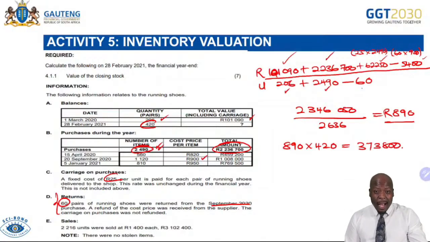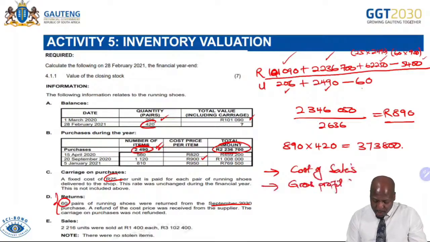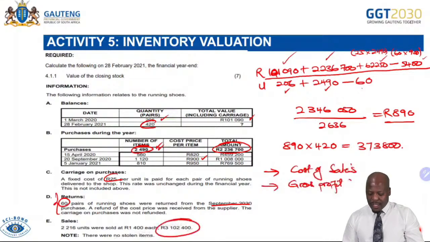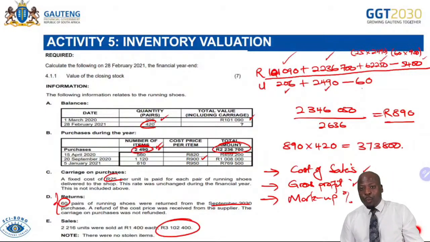Questions that the examiner can ask you following up to this is to calculate your cost of sales. To calculate your cost of sales, I've seen questions whereby the examiner would want you to calculate your gross profit. Where you calculate your gross profit, that is, you are now saying your sales minus your cost of sales to get your gross profit. I've even seen a question where they're asked to calculate the markup percentage. That is, if it is not given. So these are questions that you should prepare for.